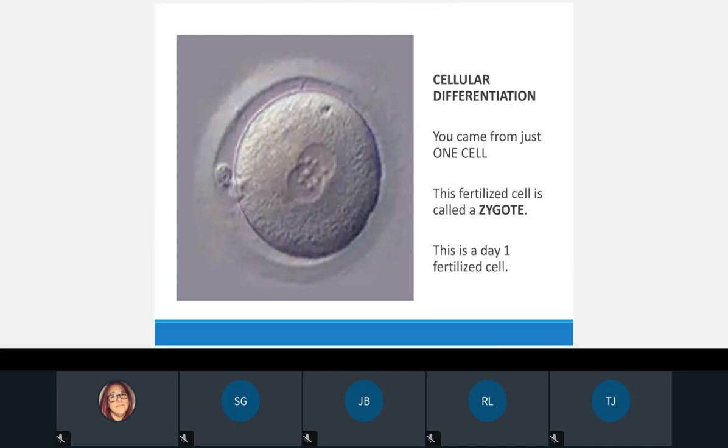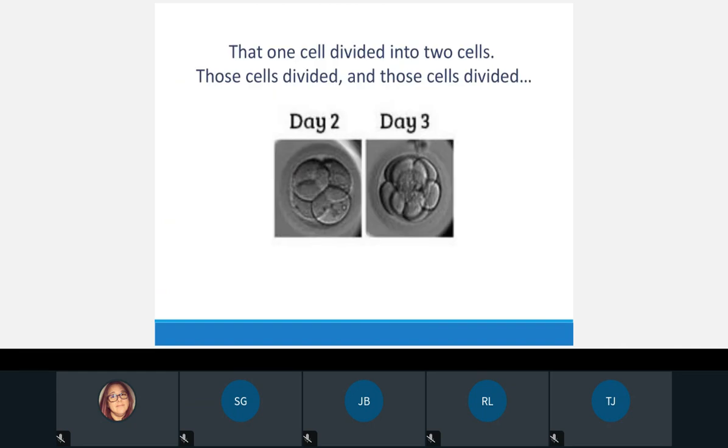All right, this is when your cells start to differentiate. After we combine those together, and let's just use this to transfer, I would like to show you, this is a zygote. This is day one when your egg cells and sperm cells combine, they make an embryo or a zygote.